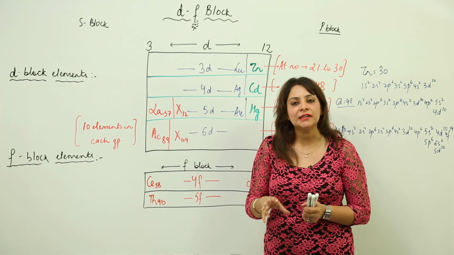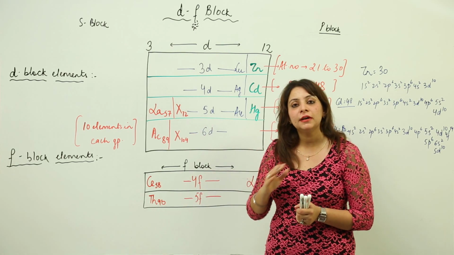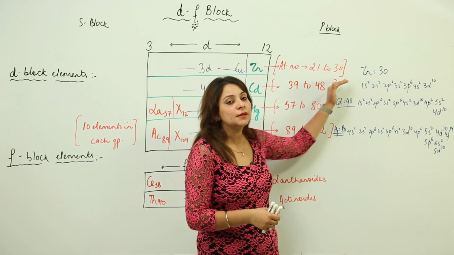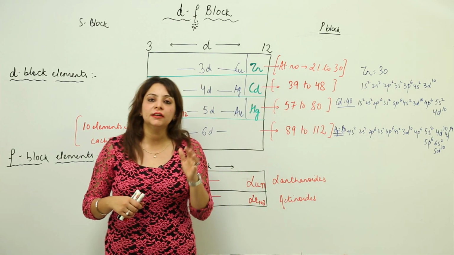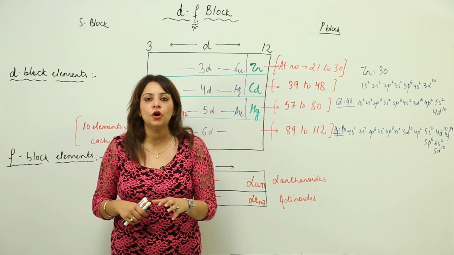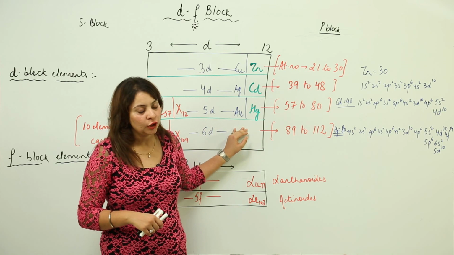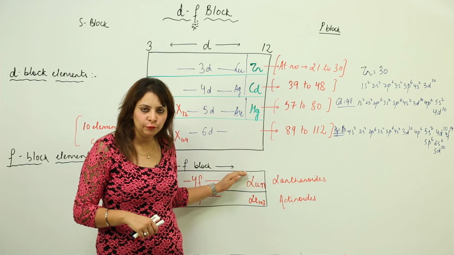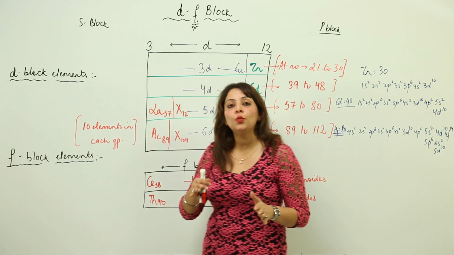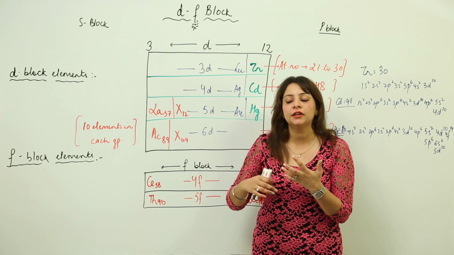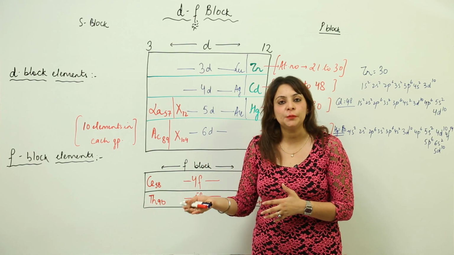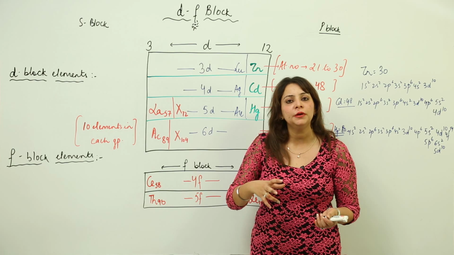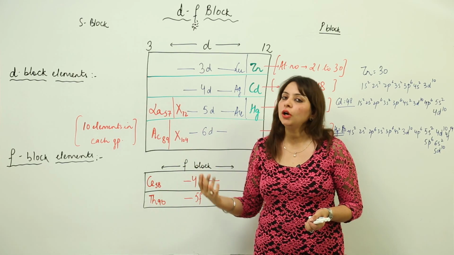If the last electron enters the S orbital, it definitely belongs to the S block. If the last electron enters the P orbital, it is a member of the P block. If the last valence electron enters the D orbital, then definitely it is going to be a member of the D block. And if the last electron enters the F orbital, it is a member of the F block, right. So depending upon which orbital the last or valence electron is present in, that is the main thing responsible for the element being part of the S, P, D or F block.